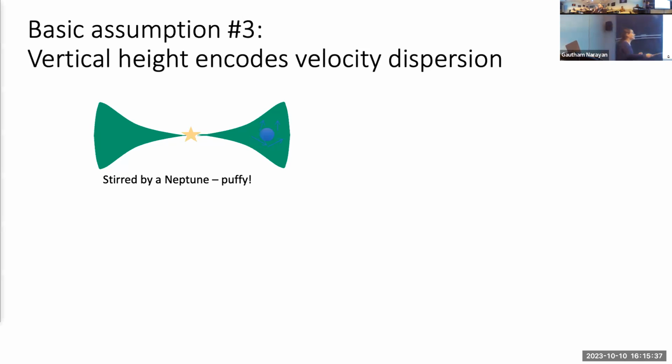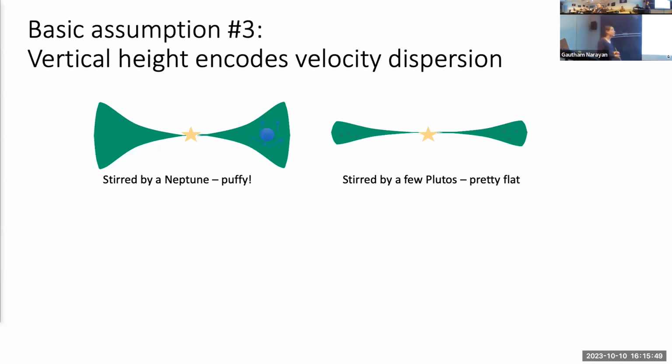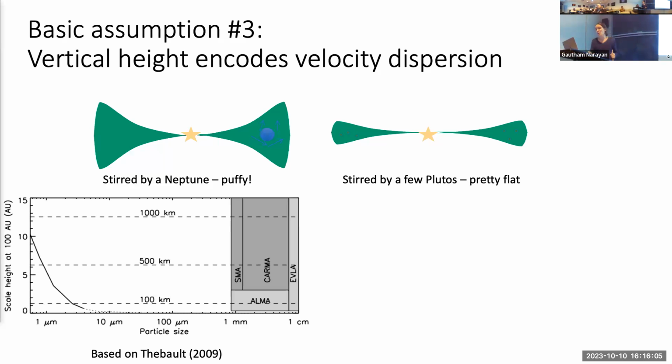So if you have a star orbited by a Neptune, where every time a dust grain encounters that Neptune, it's getting kicked around really hard by the gravity of the Neptune-like planet, it's going to get vertically very puffy. Whereas if you only have a few little Plutos that are hanging around in there, it's going to stay pretty flat. And obviously this is an oversimplification, but it turns out that you can actually use this measurement, the scale height of the disk, and relate it to the total mass that's enclosed within the disk.